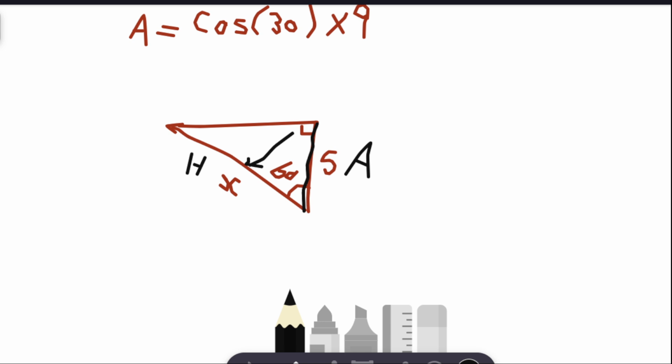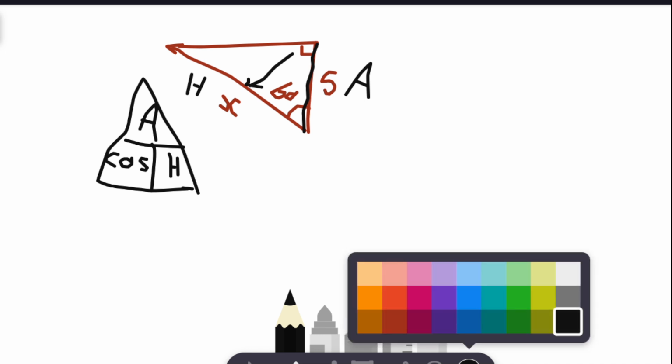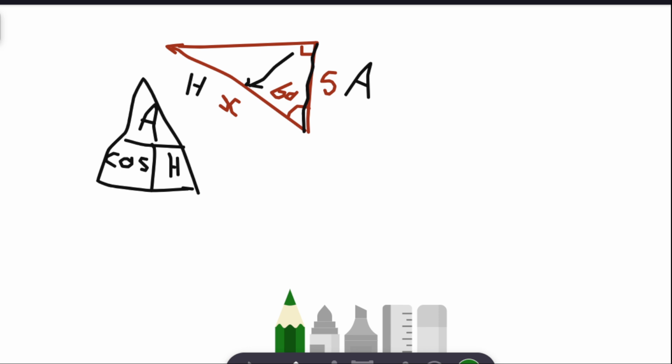So which rule has A and H? It's CAH, right? So let's draw the nice triangle here. It's CAH, so it's cosine, and then adjacent and hypotenuse. So what are we looking for now? It's H. H is down here. So we know now there is a division here. I told you that earlier.